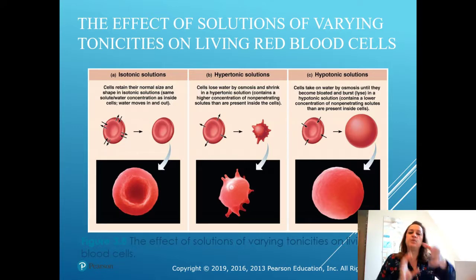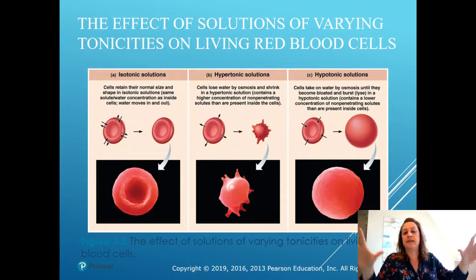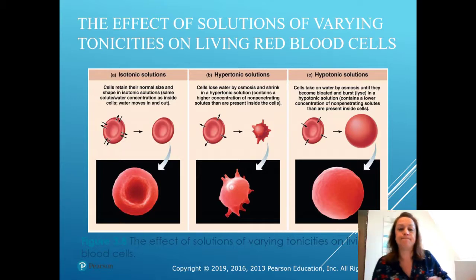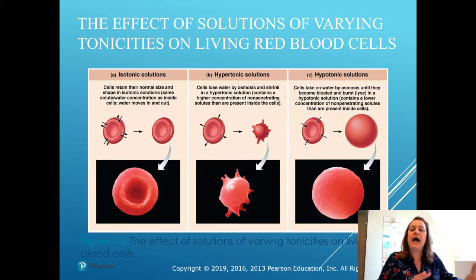Hypotonic, when you take in too much water, cells explode. They grow because the water is pouring in, and sometimes they can burst. So we don't want to have a situation where we're taking in too much water. So this is how the plasma membrane, the movement of substances across the membrane, plays into our study of anatomy and physiology.